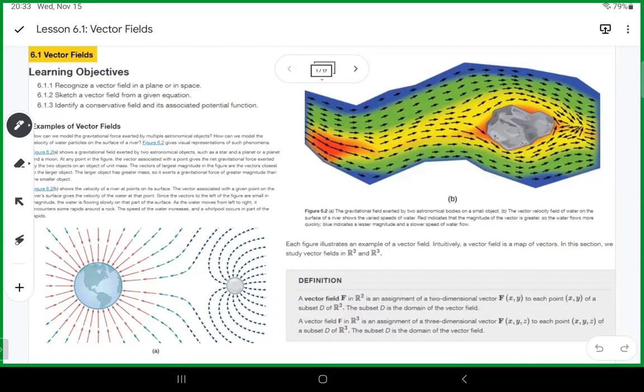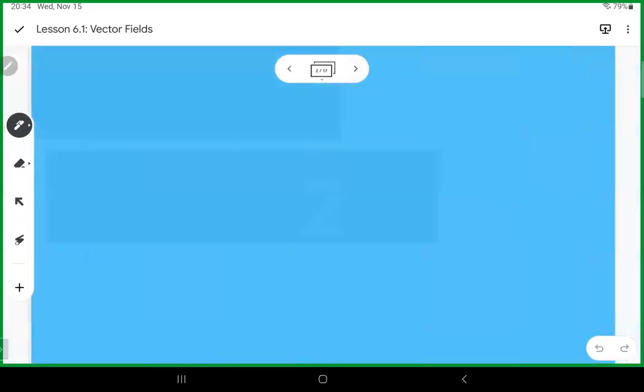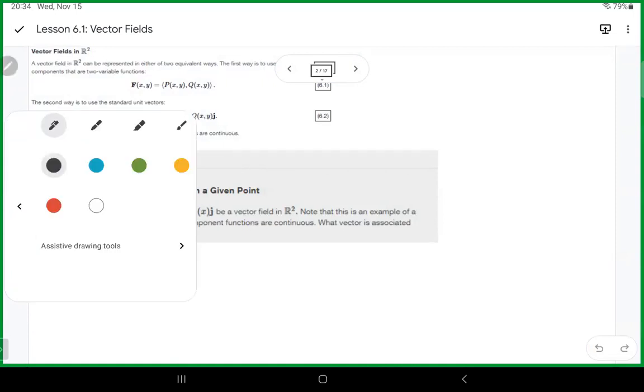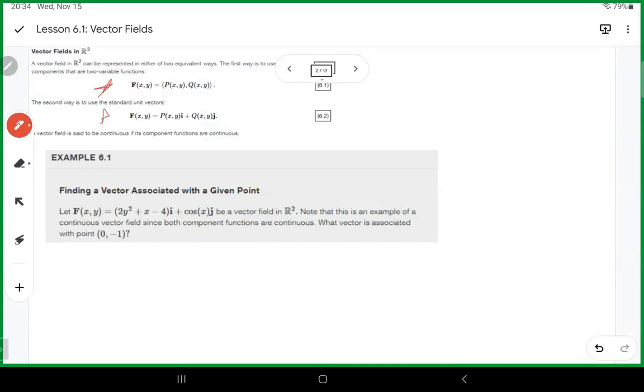So 6.1 is vector fields. A lot of this you're gonna get when you look at the PDF that I'll put up. You'll be able to see it a lot better. You can also see that for a lot of chapter 6, I really pulled from the textbook things that I feel you should read yourselves. Obviously, I did not pull the entirety of the lesson, but a lot of them you just kind of have to read through things.